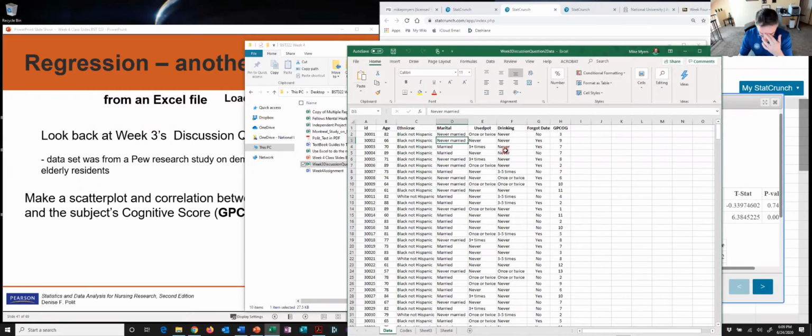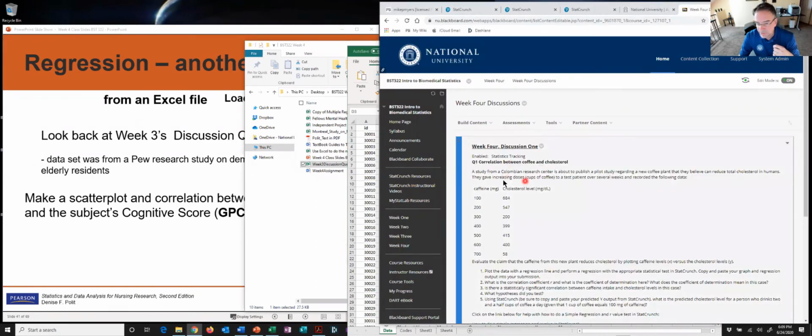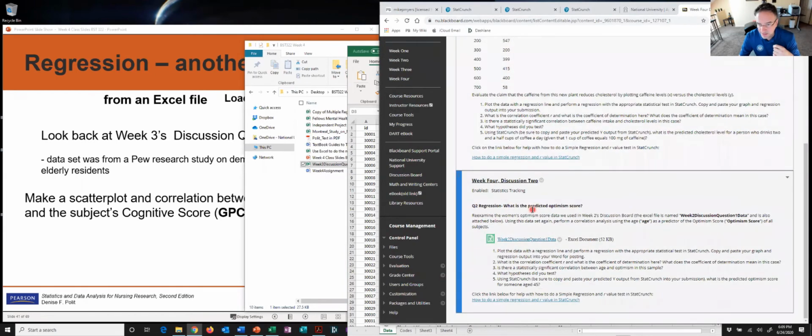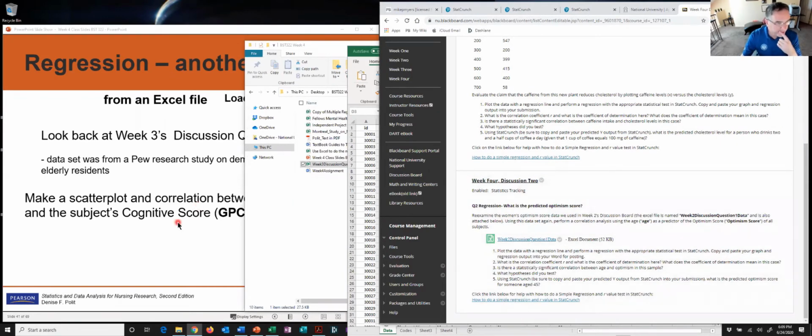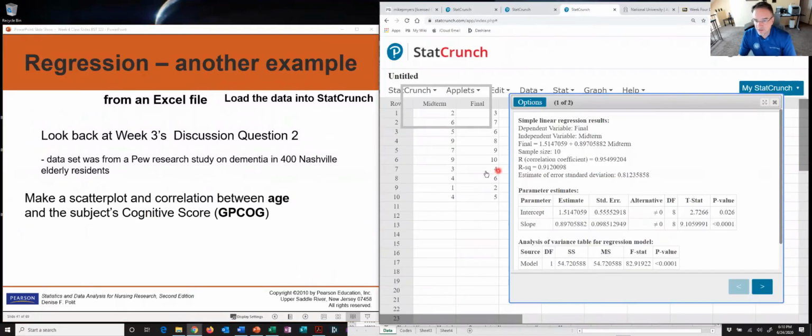So this one we did chi-square on. And for this example, let's look at cognitive score. And I think the other discussion thread, let me check that one. But this week, there's a cholesterol example to put in, like we just did, put the data in. And then, oh, for the week 2 discussion thread data, you're going to look at age and optimism score. And let's look at, from week 3 discussion question 2, we'll look at age and cognition score. So let's load that one in as an example.